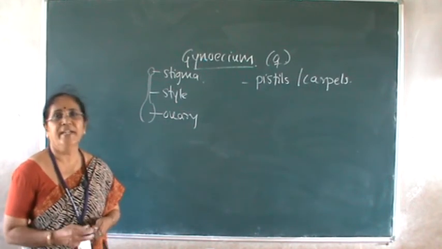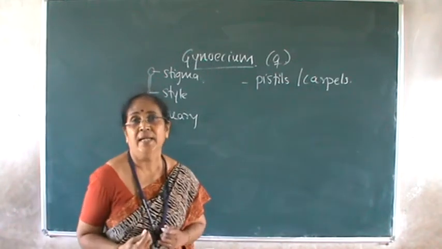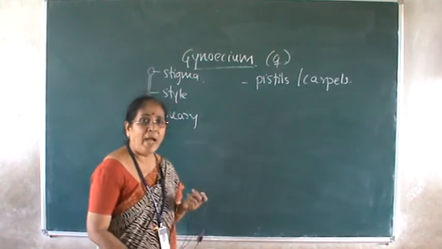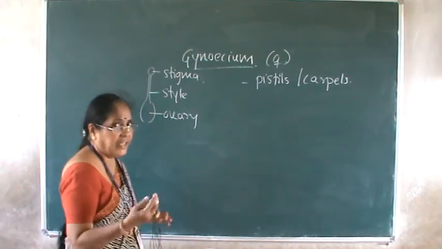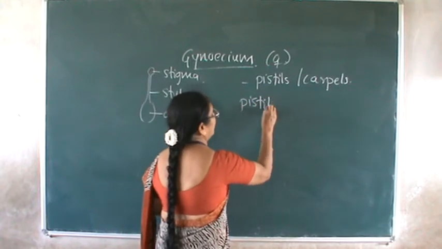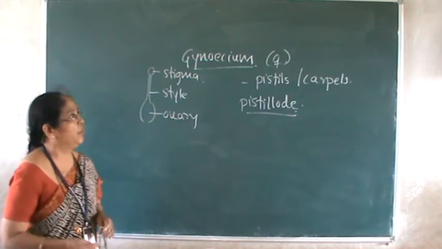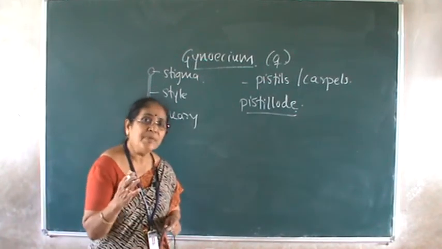We are not going to use any terminology. Suppose the carpel fails to produce viable seeds, if the pistil fails to produce viable seeds, fertile ovules, then it is to be called pistillode. Pistillode. It is not called carpellode, it is called pistillode.